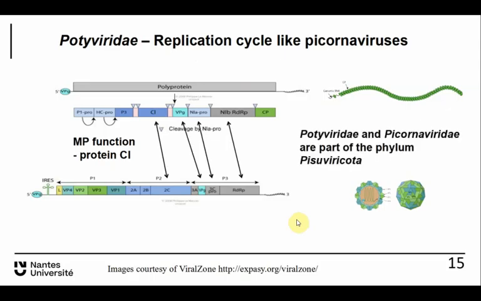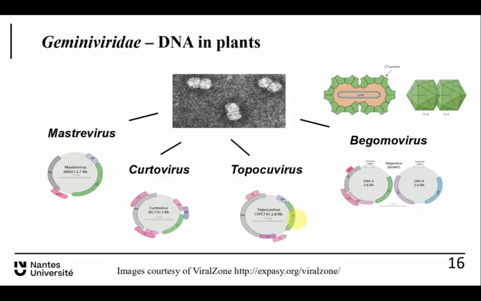These kinds of similarities are what allow the ICTV and the people interested in virus phylogeny to group these potivirus and picornavirus families in the same phylum of plus-strand RNA viruses.